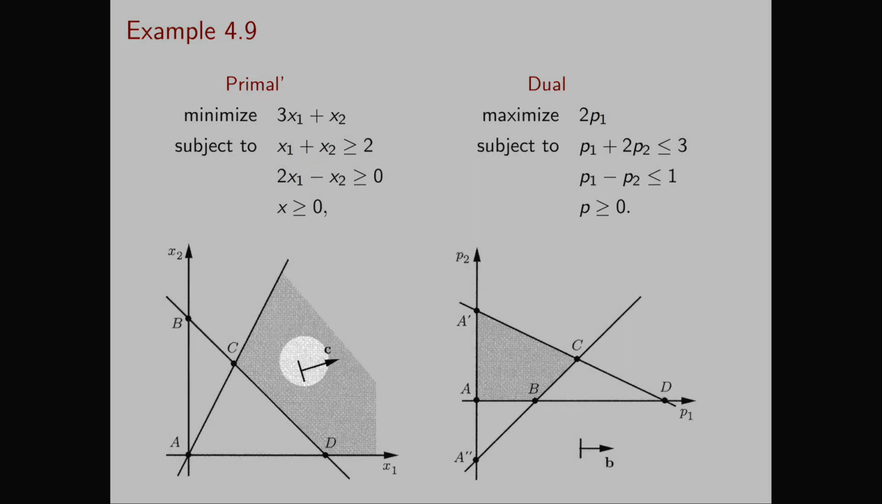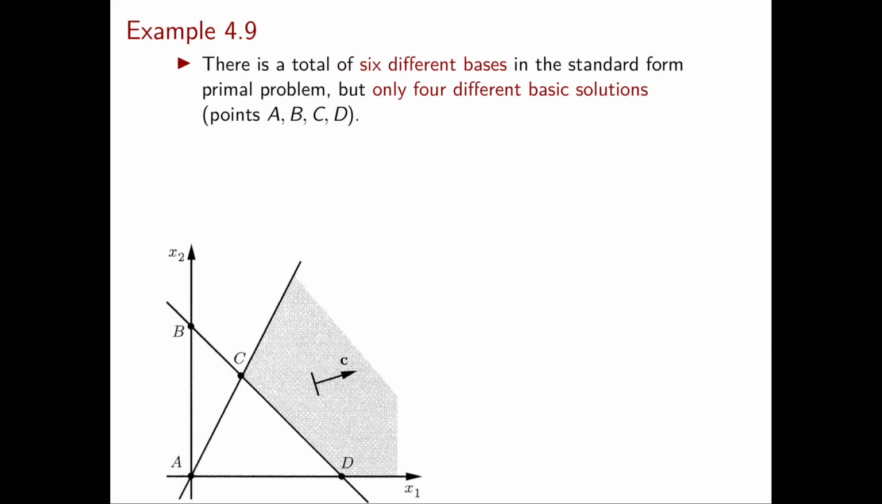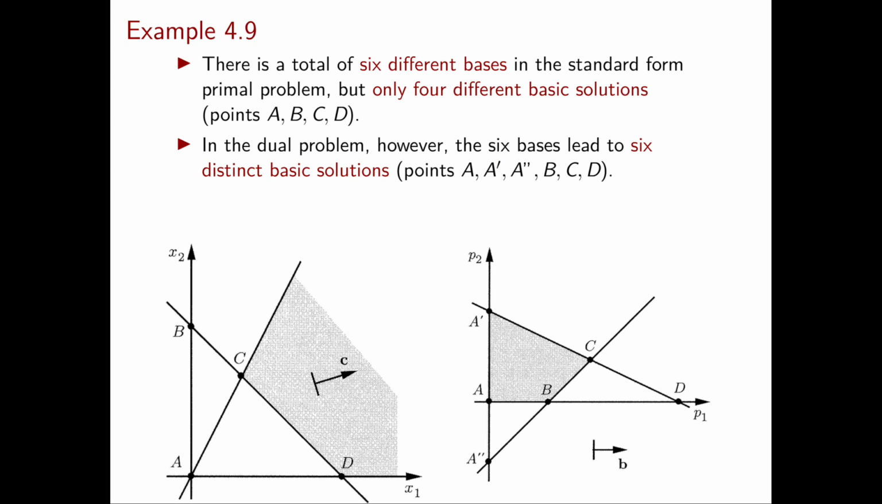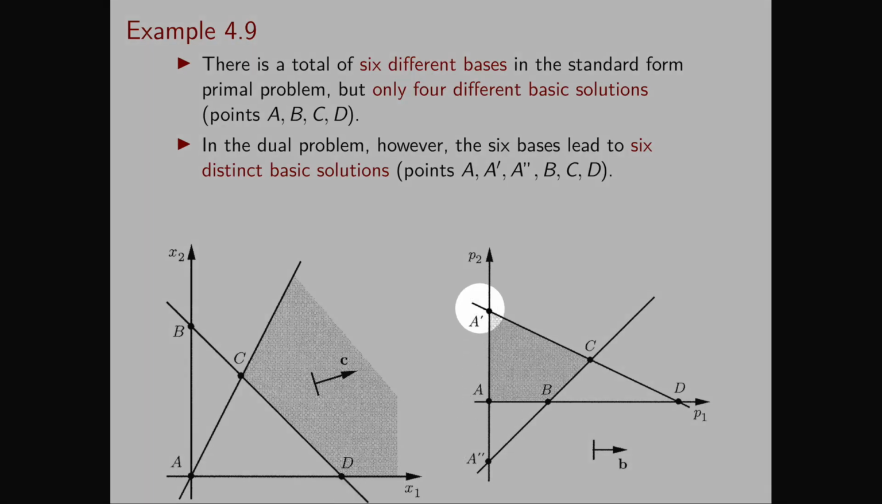On the left we have our primal problem, and on the right we have our dual problem. Now you can check that we have a total number of 6 different bases in our original standard form problem. However, these 6 different bases lead to only 4 distinct basic solutions in the primal, and these are our points A, B, C, and D. However, in the dual, the 6 bases lead to 6 distinct basic solutions. These are A prime, A double prime, B, C, and D.